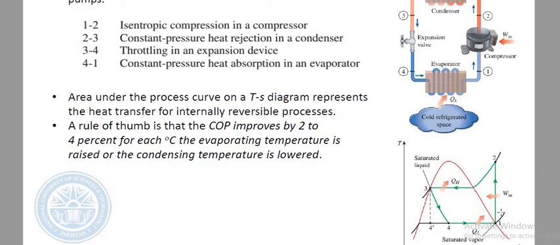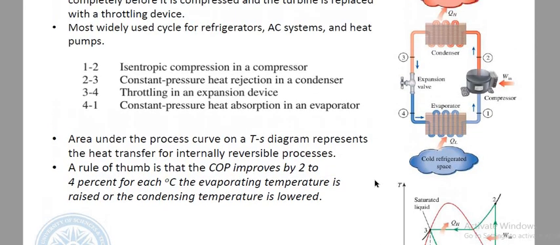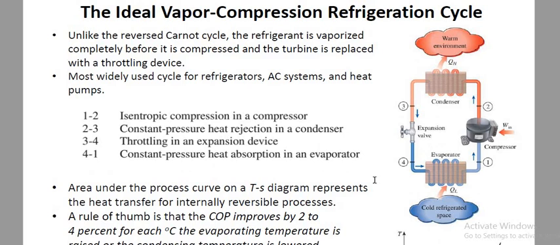Here the compression process is taking place in the vapor phase. So that means it doesn't involve the problem of compression in two different states. So it is a feasible process. And secondly, the turbine here is replaced with the throttling device. In a throttling device there is no issue whether the refrigerant has a high moisture content or not. It won't be an issue. So this is resolved by the ideal vapor compression refrigeration cycle.